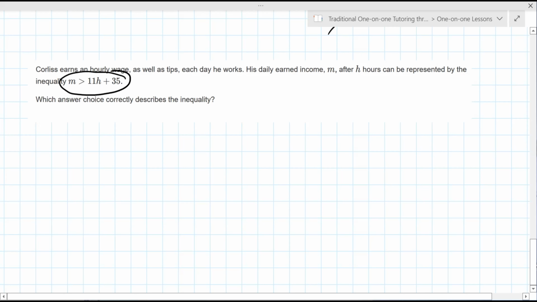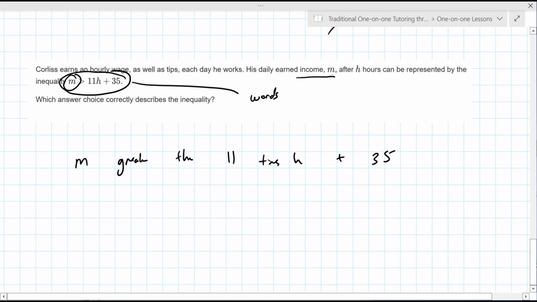What they want you to do in the answer space is convert this into words. You might think, well, it's M greater than 11 times H plus 35, but they don't want that. They want it in the context of the problem. So what is M in this problem? M is income. So they want you to say Corliss's income is greater than.